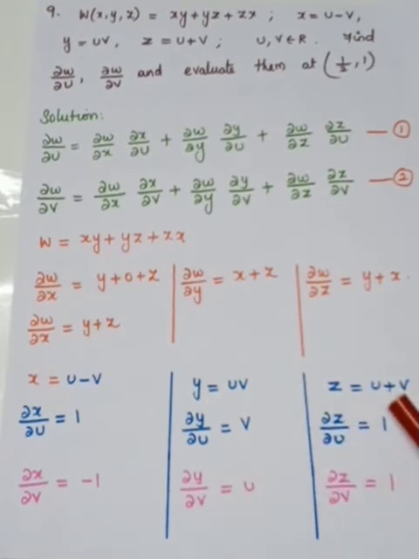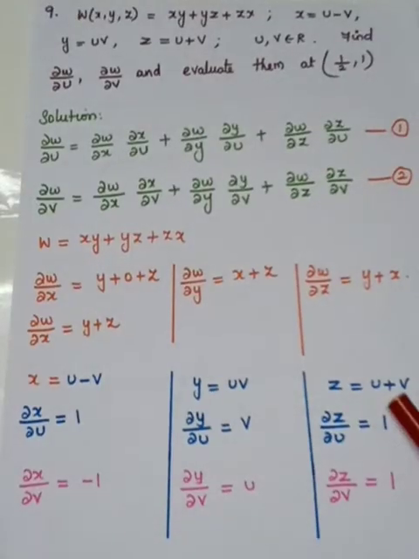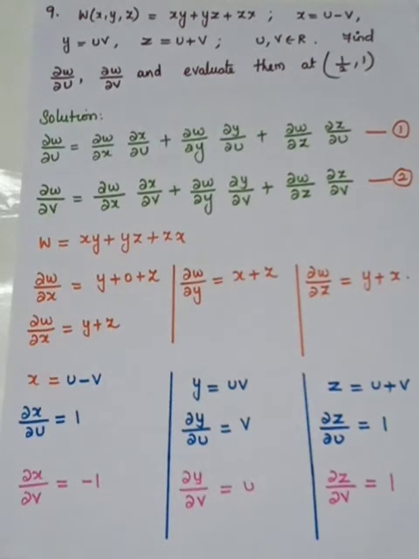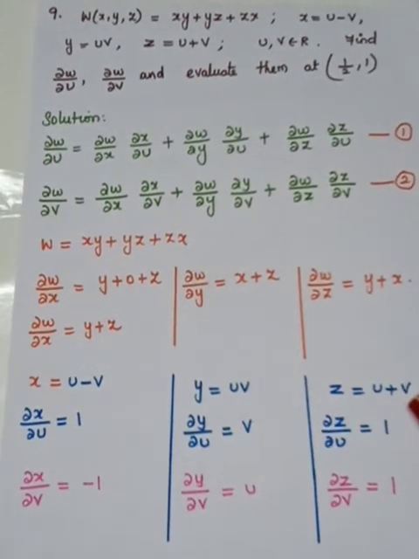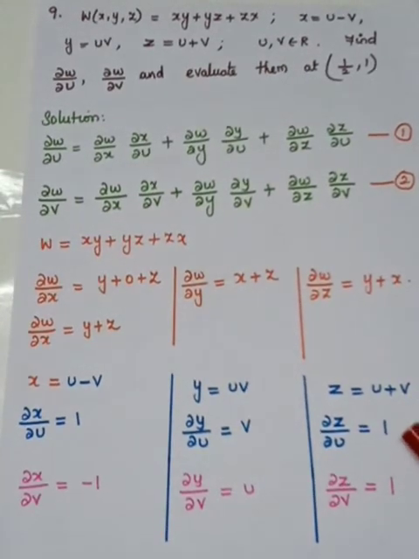Come to here. Here it's an addition. So we have to differentiate each term separately. Go to the first term u. So when you differentiate z with respect to u, it is 1. Go to the second term v. So v is a constant whose differentiation is 0.